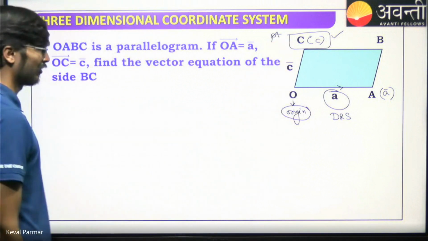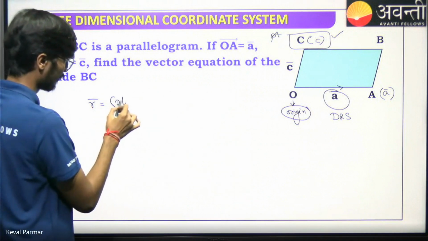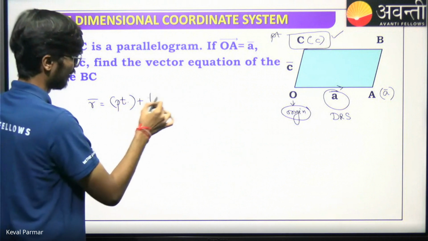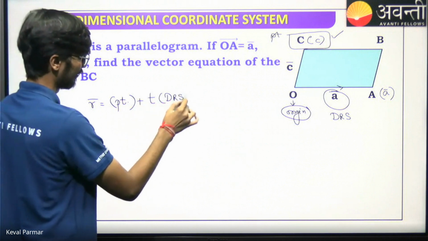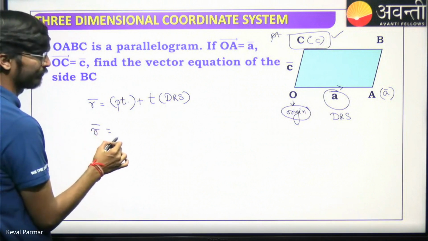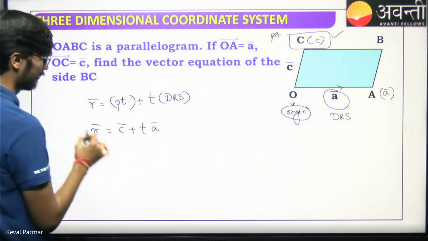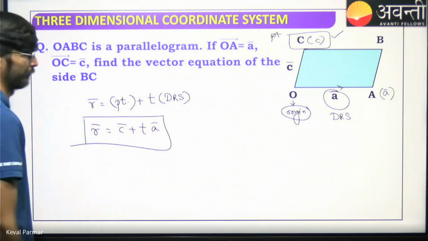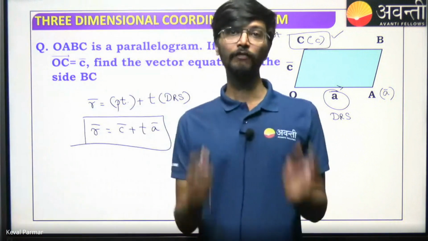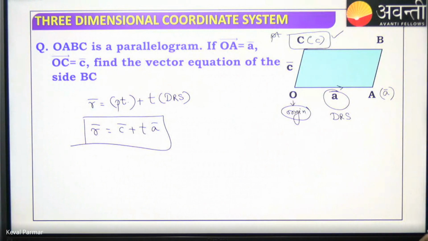So what is the equation of BC? Do you remember, r vector is equal to point plus t times DRS. So here r vector will be equal to the point C vector plus t times A vector. This is my answer. So simple, we just look for a point and then look for the DRS. Clear, guys? Let's see the next question.